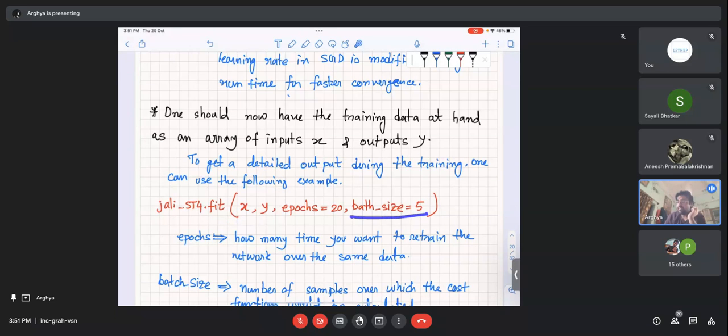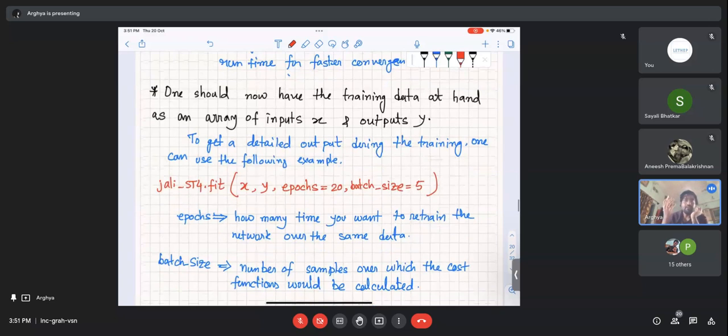Then you say batch size. Batch size is the thing that I was talking about regarding sampling. I said that you don't calculate the cost function over all the training data. You just calculate the cost function over some small number of samples. That number of samples you specify here, say 5. I just put 5 as a random number, but it can be anything. The batch size is up to you.